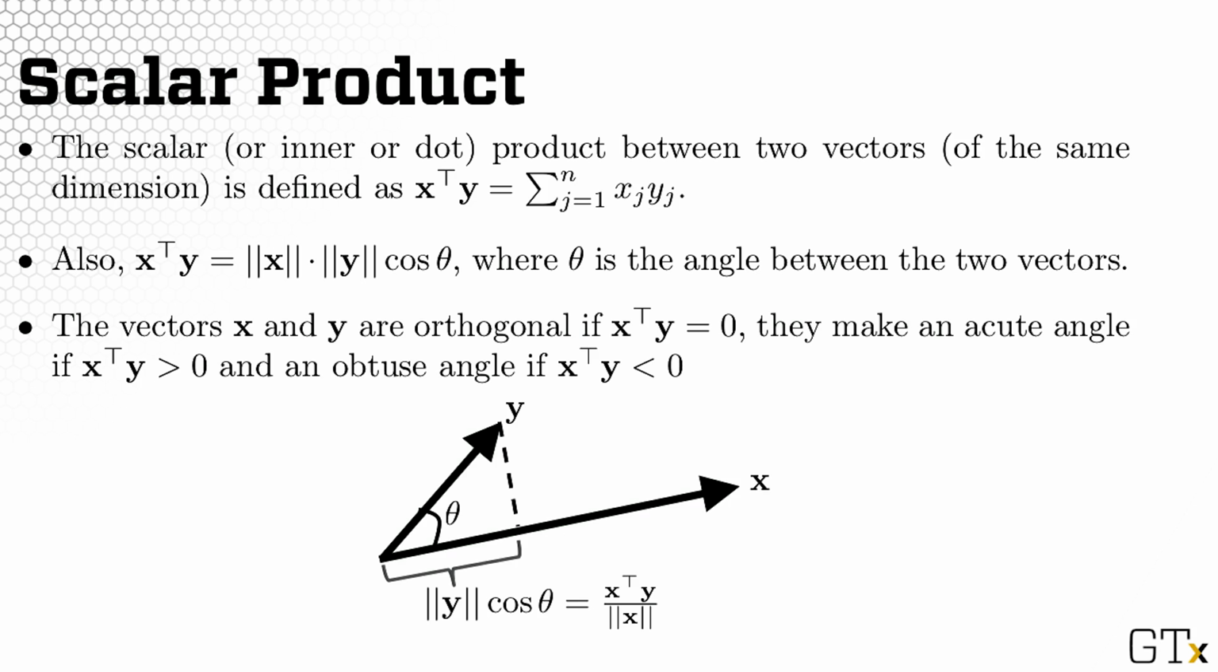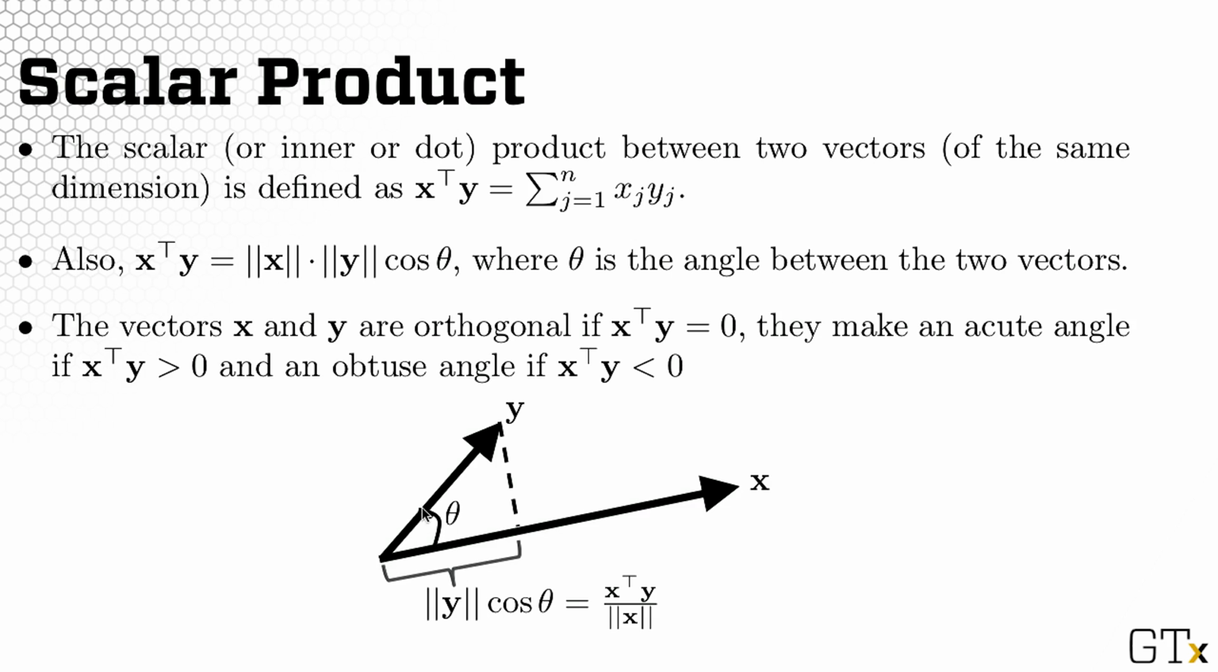Also, it is known that the scalar product between two vectors of the same dimension is equal to the magnitude of the first vector times the magnitude of the second vector times cos of theta, where theta is the angle between the two vectors. Remember that a vector can be thought of as a point in space. For example, here in this picture, I have a two-dimensional space and there are two vectors. This point is the origin, and this is the coordinates of the x vector. That is the coordinates of the y vector, and that is the y vector, so drawn.